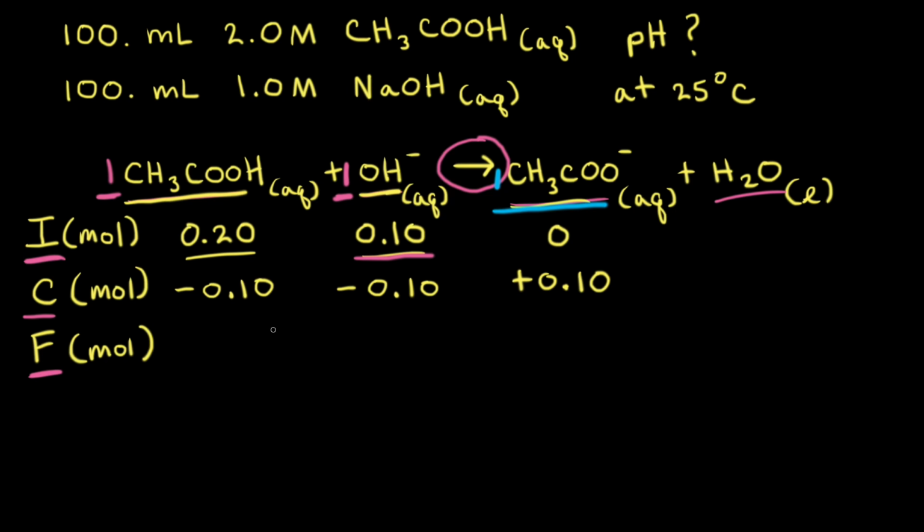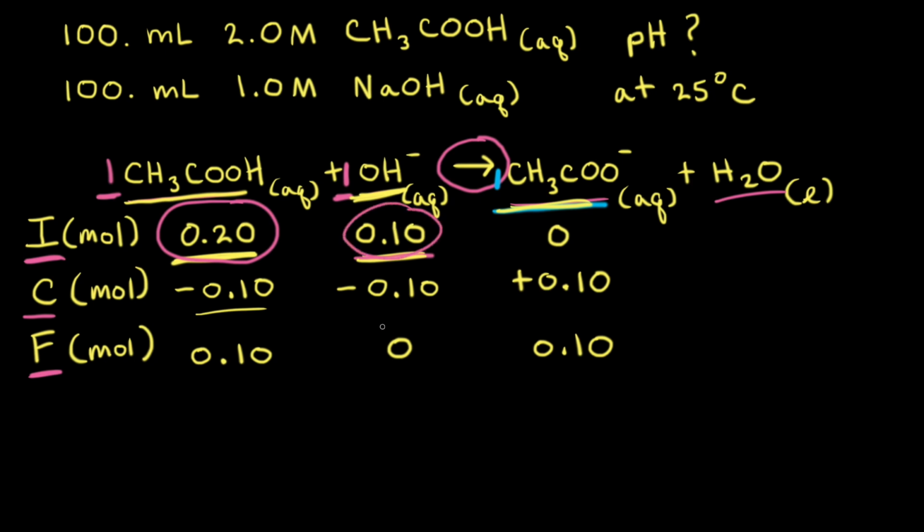So when the reaction comes to completion for acetic acid, we started with 0.20 moles and we lost 0.10. So we're going to have 0.10 moles of acetic acid left over. For hydroxide anions, we started with 0.10 moles and we lost 0.10 moles. Therefore, when the reaction comes to completion, there'll be 0 moles of hydroxide anions. And for the acetate anion, we start off with 0 and we gained 0.10. Therefore, we will have 0.10 moles of the acetate anion. So in this case, we started with more of our weak acid than we did of our strong base, and therefore we ended up with acid being in excess.